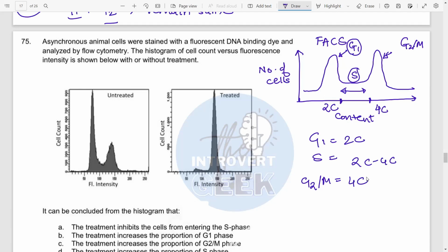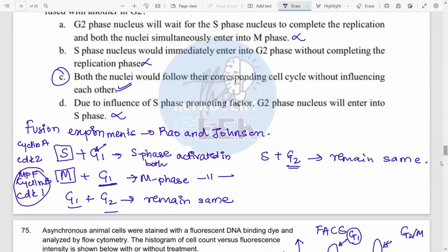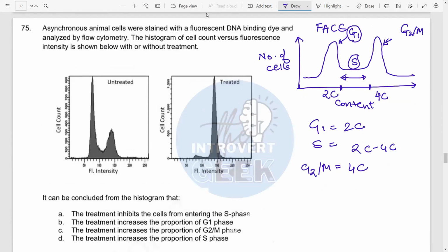So here in this question, they have said asynchronous animal cells were stained with a fluorescent dye binding to DNA and analyzed by flow cytometry. Asynchronous animal cells means they were all in different phases of the cell cycle. The histogram of cell count versus fluorescence intensity, where fluorescence intensity here is nothing but the DNA content that is present, is shown below with and without treatment.